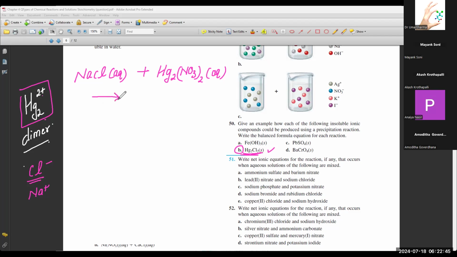Now do the double displacement. You will get Hg2Cl2 solid plus NaNO3 2 aqueous. List the spectator ions, Amodita, Ananya, and Mayank. Spectator ions. Mayank, you're there? Mayank. Spectator ions, children.